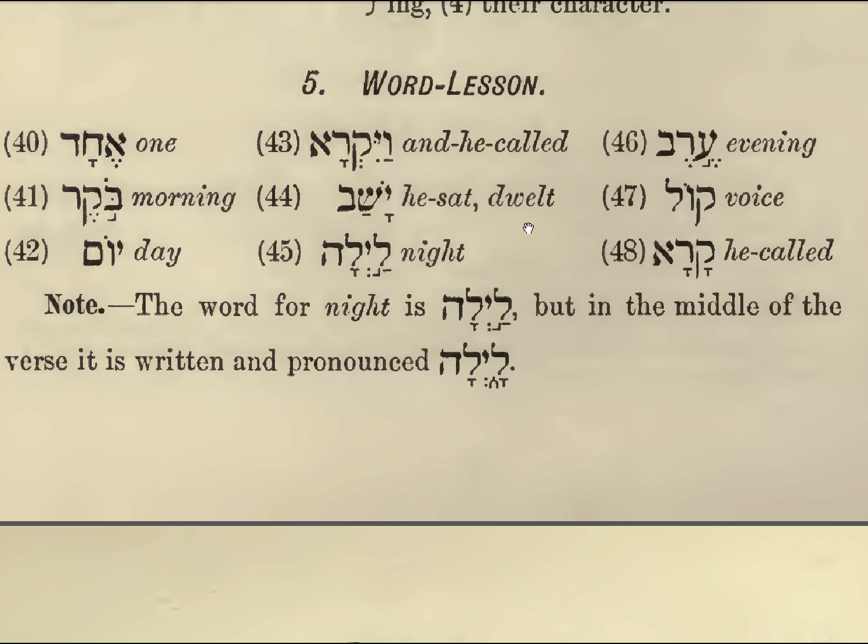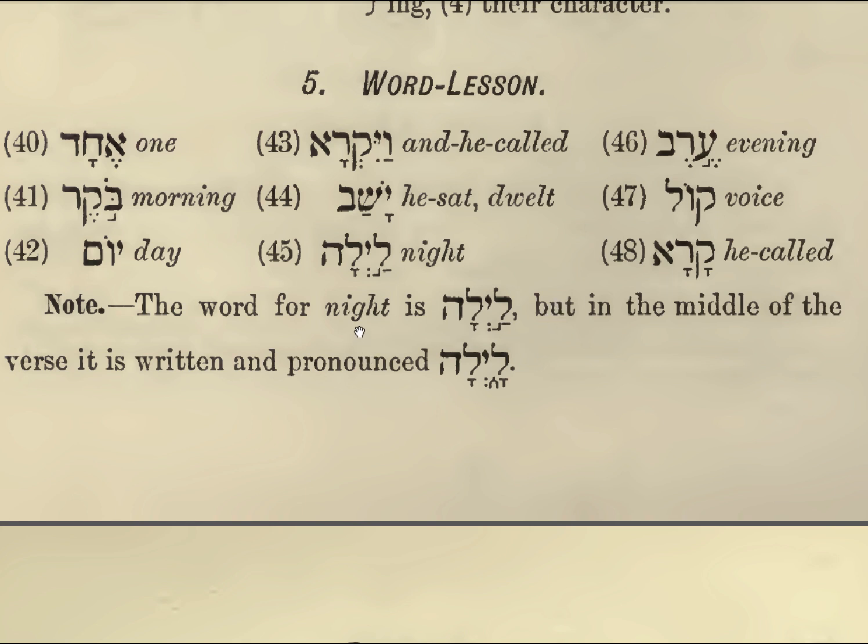Yashab, he sat, he dwelt, he lived in a place. Layla, night. Ngereb, evening. Kol, voice. Kara, he called.